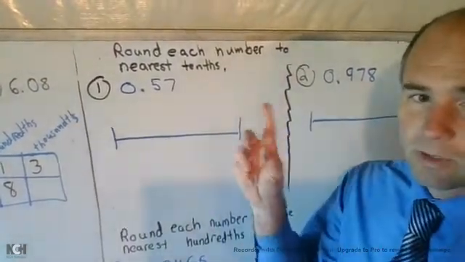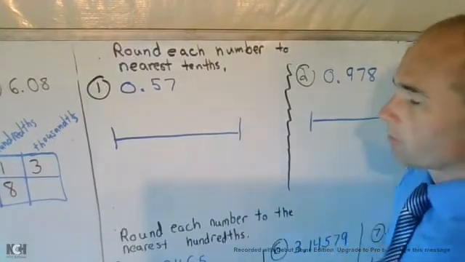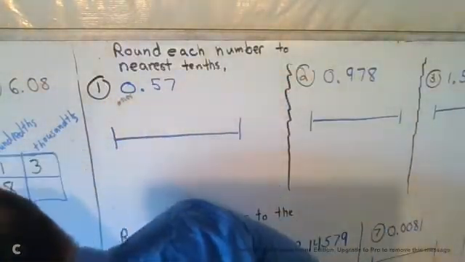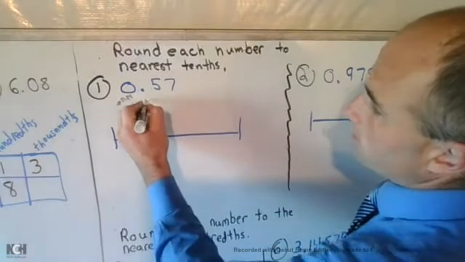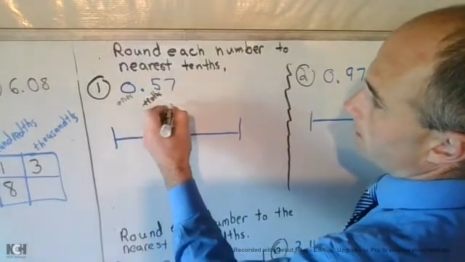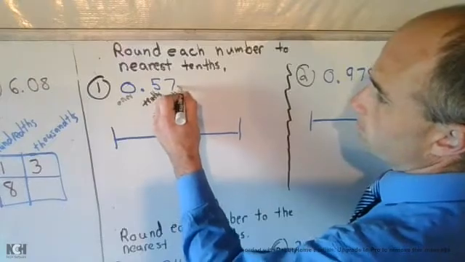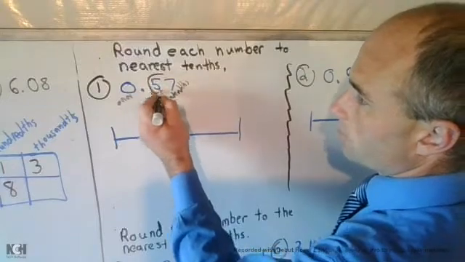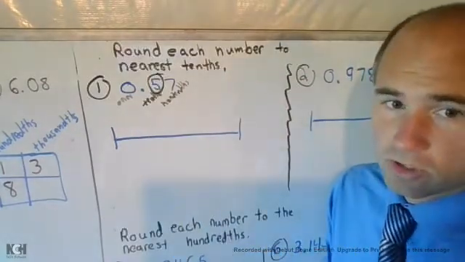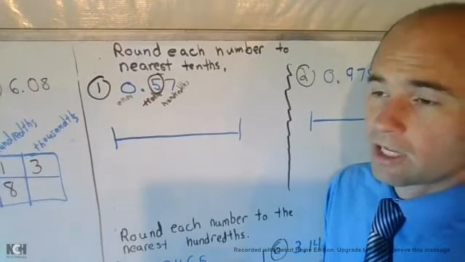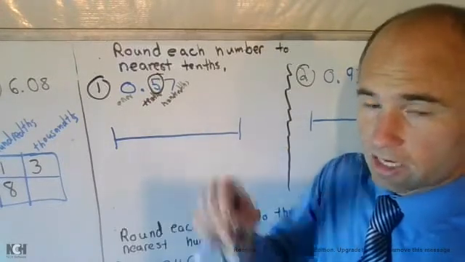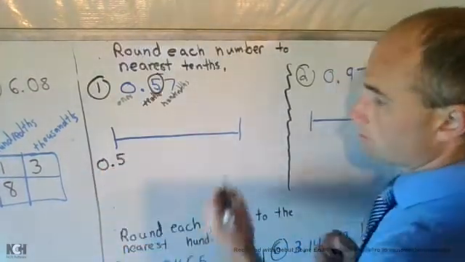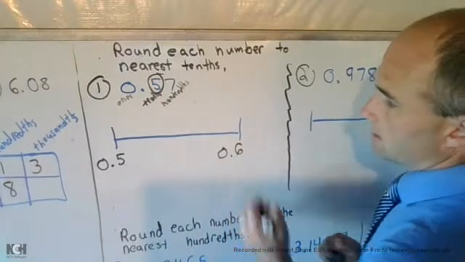All right, so round each number to the nearest tenths place. So I'm going to label where my numbers are. That's the ones place. That's the tenths place. And that's the hundredths place. So if I'm rounding to the nearest tenths place, that's the number that's either going to change by moving up 1 or staying where it's at. Meaning it's either going to be 5/10 or it's going to be 6/10.